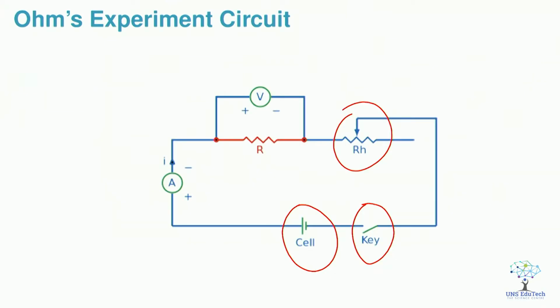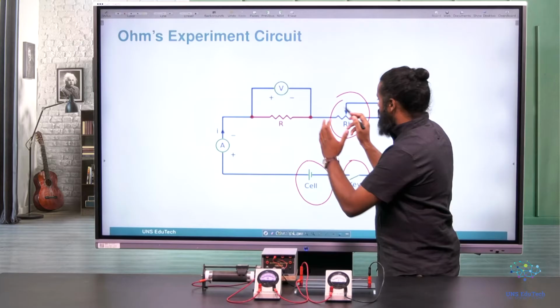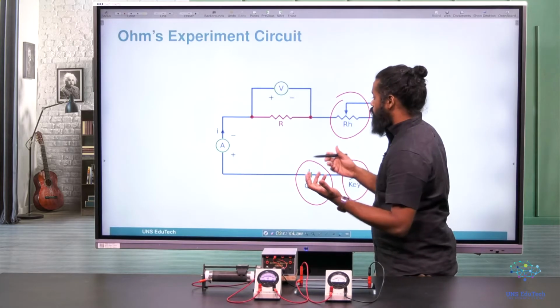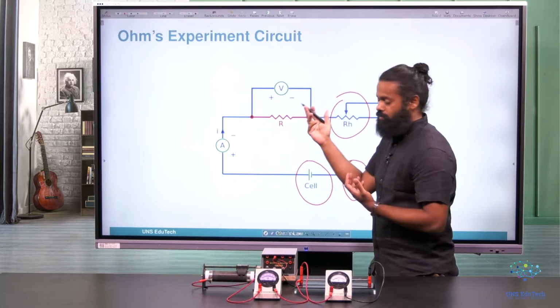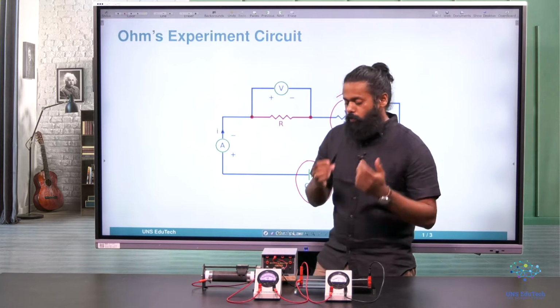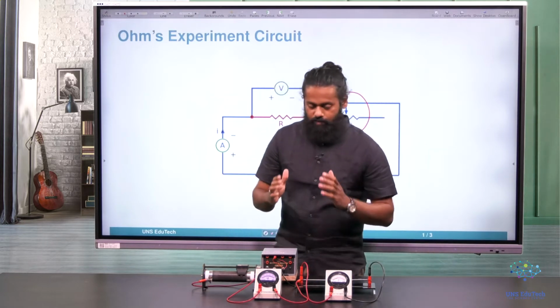Now we are going to vary this rheostat resistance. If you vary the resistance, what will happen to the voltage and current readings in the voltmeter and ammeter? So we are going to do the actual experiment. Let us see the setup.